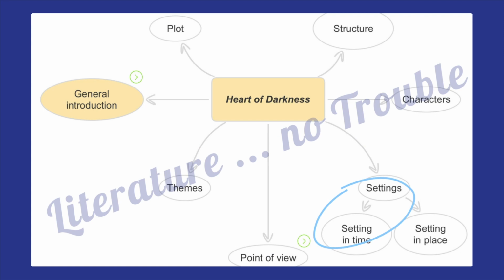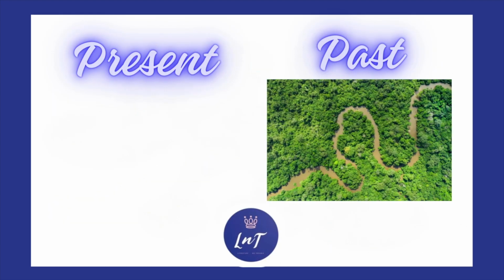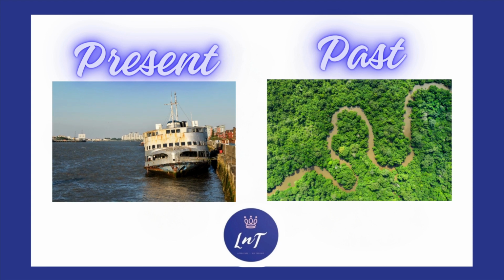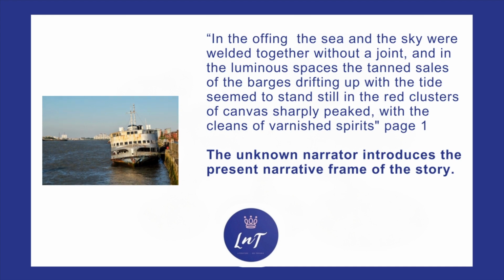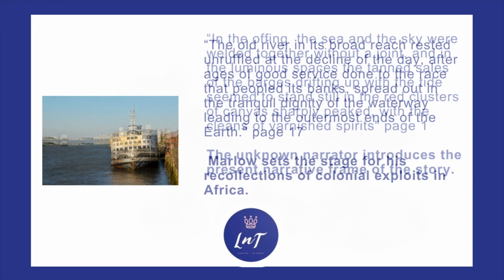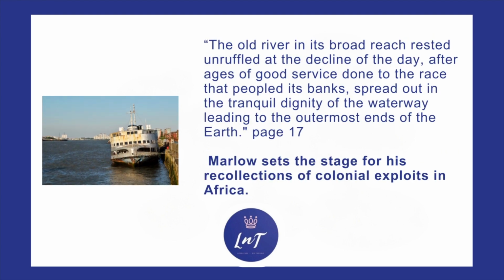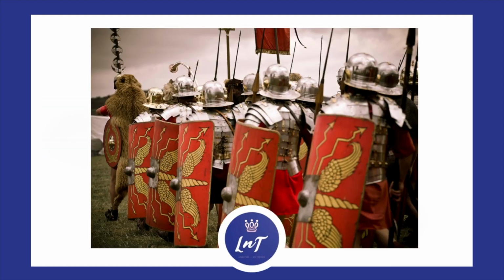And now the setting in time. There's a very sophisticated time structure in Heart of Darkness. The novel unfolds through multiple temporal layers, reflecting both the immediate events of Marlowe's journey and broader historical context. We must consider the novella presents two different temporal planes: the present moment of the first unknown narrator aboard the Nelly, and the past recollections of Marlowe's journey into the Congo. This juxtaposition weaves together present reflections with past experiences.